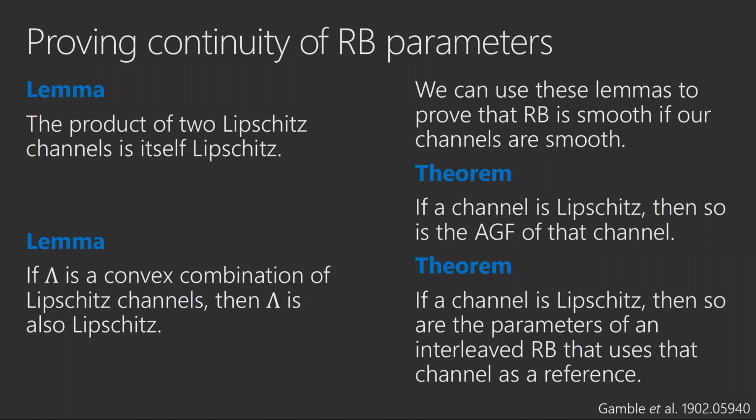So if I take these two lemmas and write them down on the left, I can use them to get to the two theorems on the right. In particular, if a channel is Lipschitz, then so is the fidelity of that channel. And if a channel is Lipschitz, then so are the RB parameters of an interleaved experiment that uses that as a reference. Here we have to worry about all of the sequences that involve that channel, not just single copies. So that's why there are distinct theorems here.